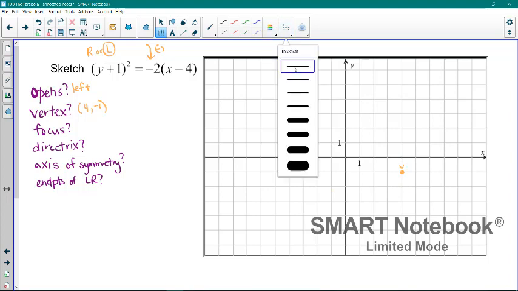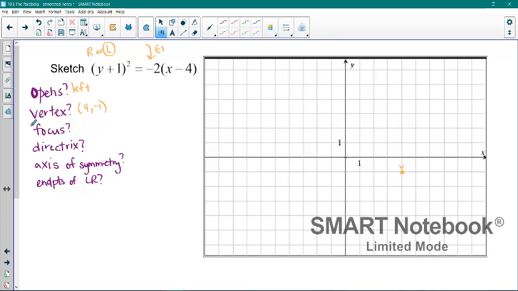Then we have the focus. Well, the focus and the directrix, and the endpoints of the latus rectum for that matter, have to do with what p is. Well, 4p is equal to -2. p is equal to -2/4, which is the same as -1/2. Again, I like to think of it in terms of its absolute value. So the focus is a half a unit to the left of the vertex. Alright, so I'm going to go to the left a half, and there is my focus.